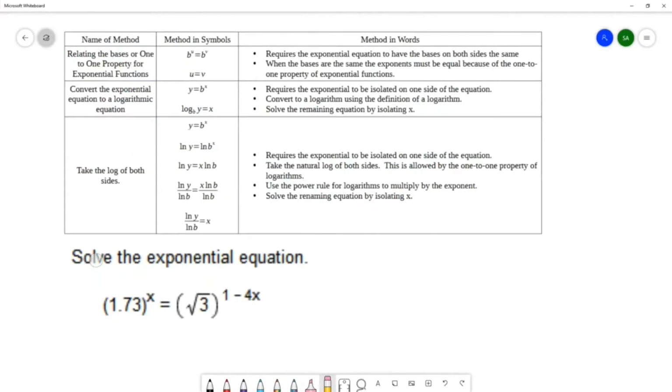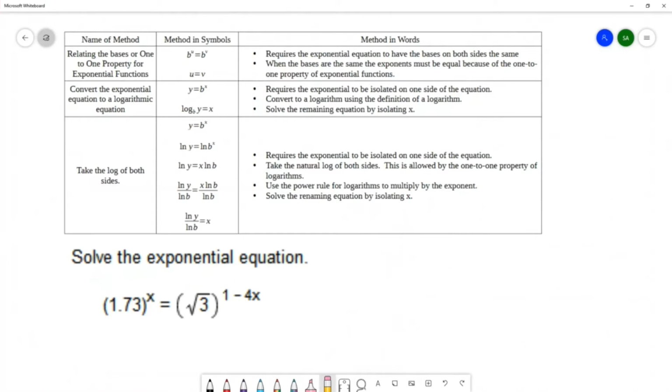For this question, we want to solve the exponential equation 1.73 to the x equals square root of 3 to the 1 minus 4x power. Up top here, I have a table of different methods that we could use for this problem. The first one is called relating the bases, and we want to try to make the bases the same. And this one can be a little bit tricky.